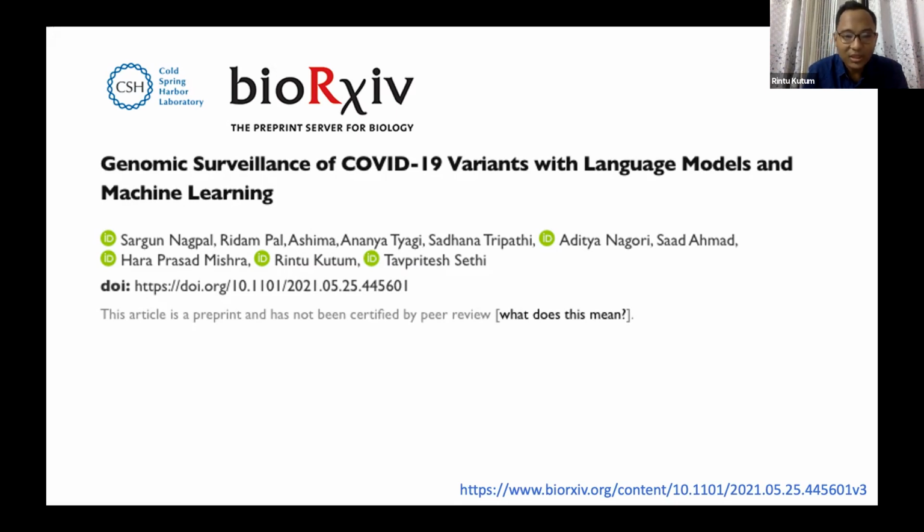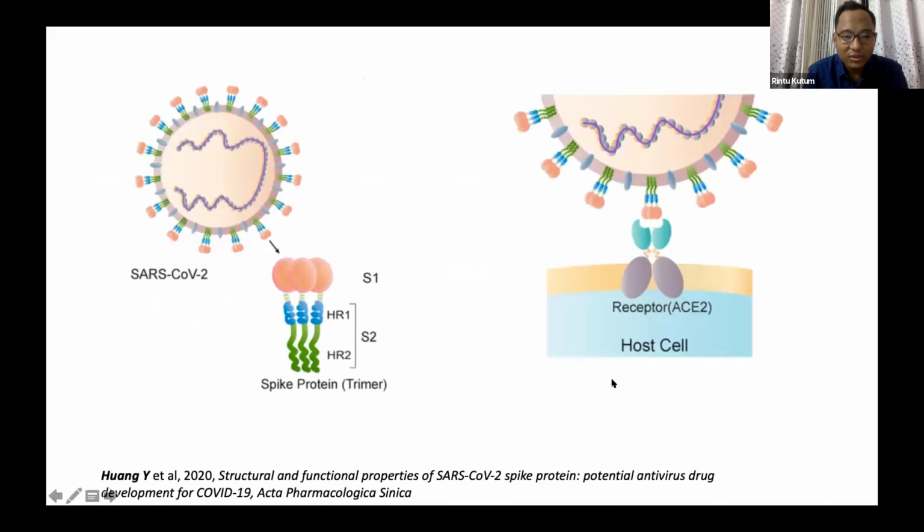So coming to the main context. Basically here in our study, what we have tried to do is model the spike gene most specifically, because this spike gene plays a very important role in the interaction with the host cells. So we are trying to understand what the properties of this particular spike gene are in more of a data-driven approach, for which we typically use the language model.